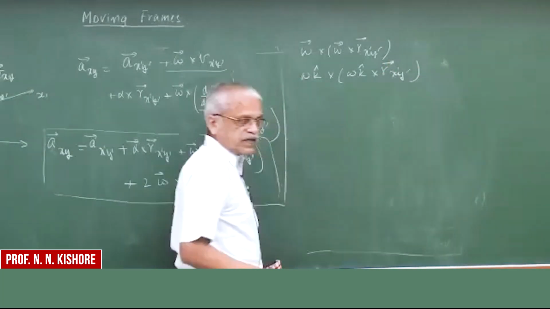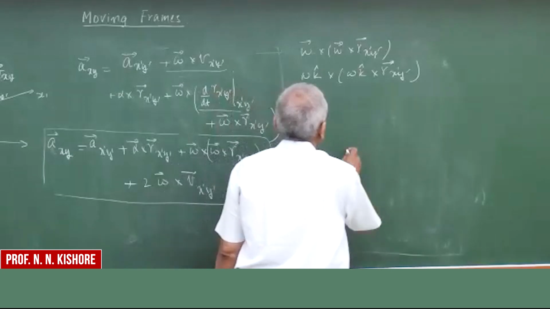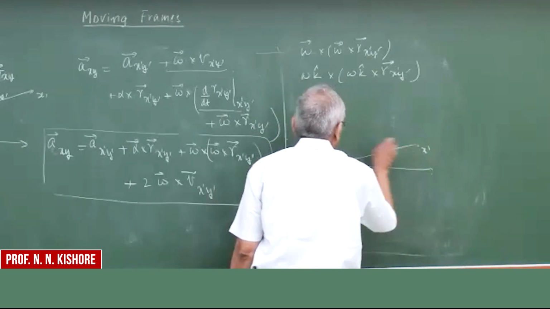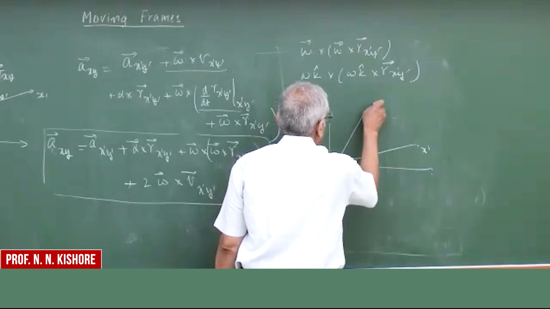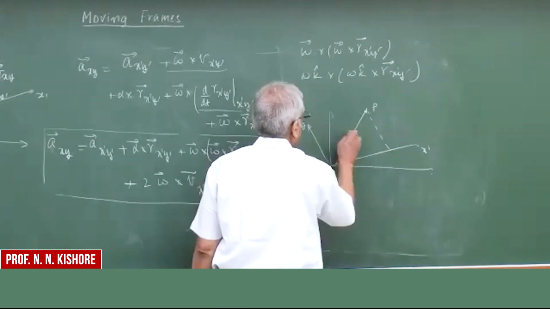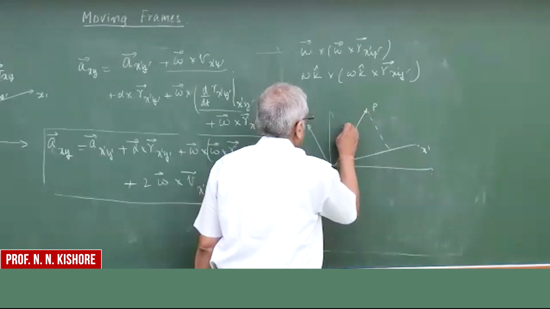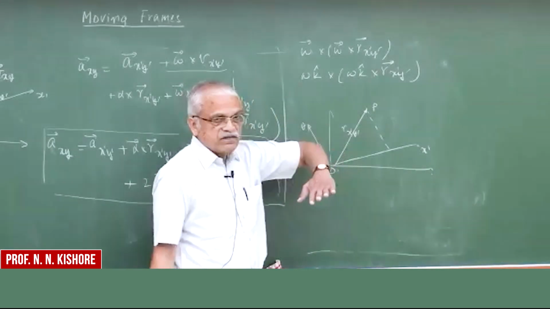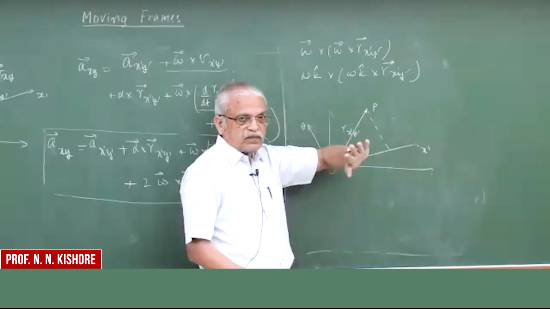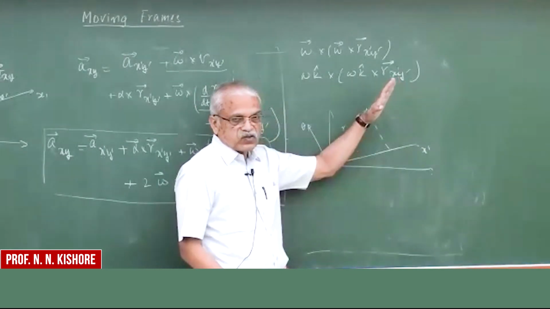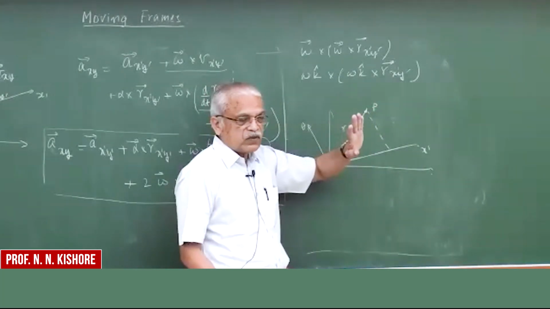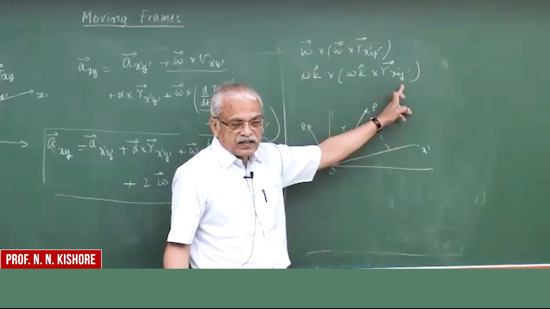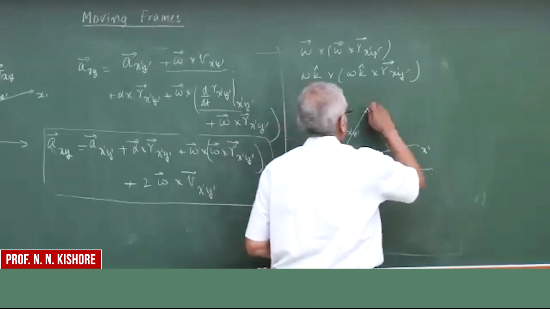So this you should probably try to understand graphically. It's easy to understand. If this is r x prime y prime OP, and you have omega k here, what is this term? If omega k is coming out of the board, and you take a cross product with r x prime y prime, you know that both are 90 degrees to each other. So the magnitude is omega times r itself, and the direction here is right.